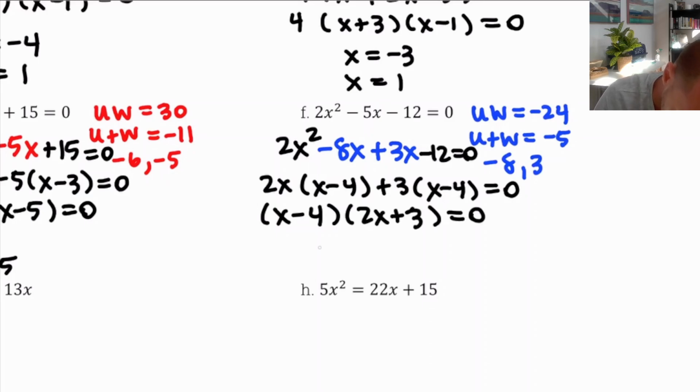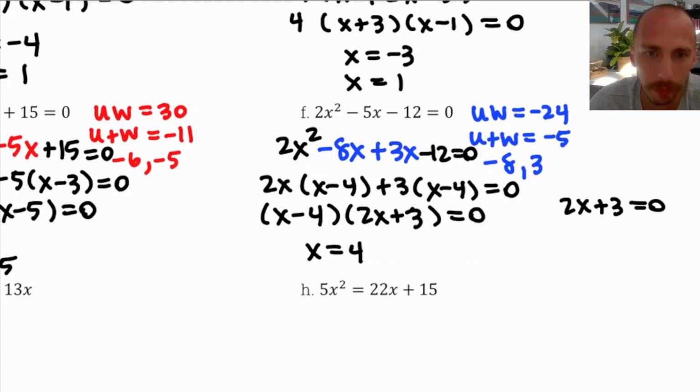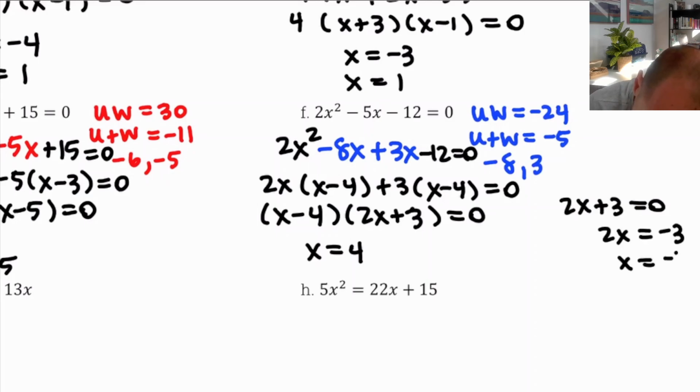So it's either the case that x minus 4 is equal to 0, that would give me x equals 4, or 2x plus 3 equals 0. Maybe it's best that we take this off to the side and solve this the old-fashioned way. x equals negative 3 divided by 2.